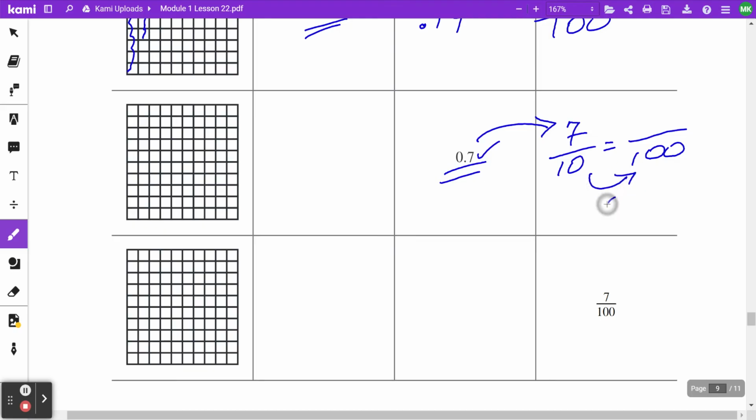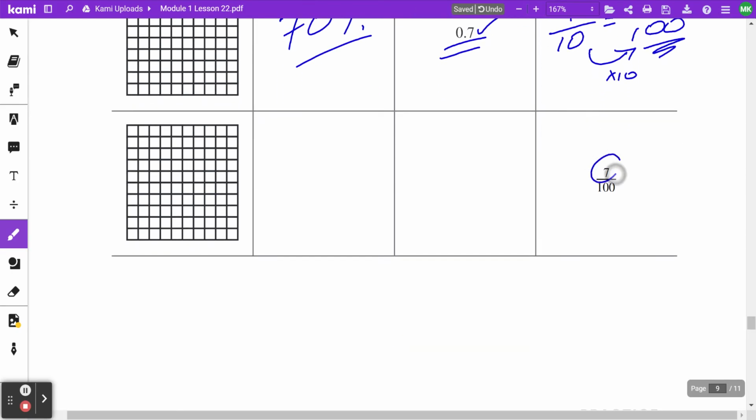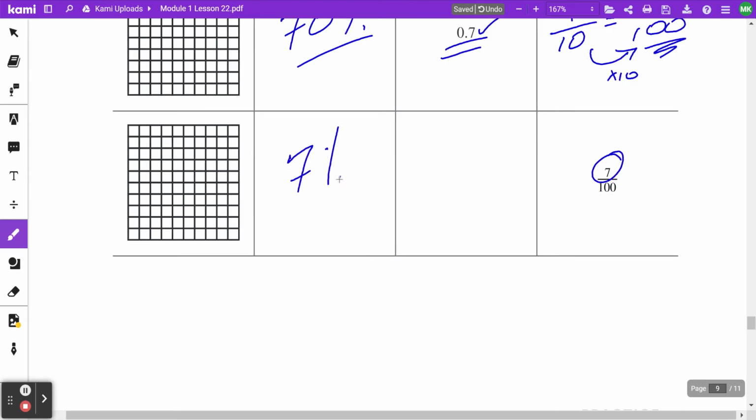But I can multiply by 10. I can multiply by 10. Right? And that works because now I have 70. Once I have that value, I have my percentage. Again, once I'm sitting on top of 100, I have my percentage. This guy here is 7 over 100. Guess what? It's 7%. Okay?